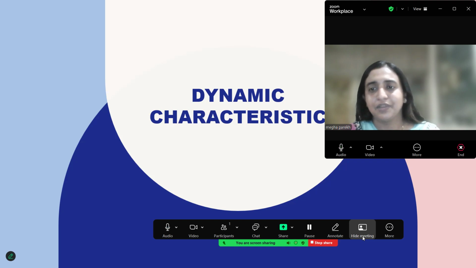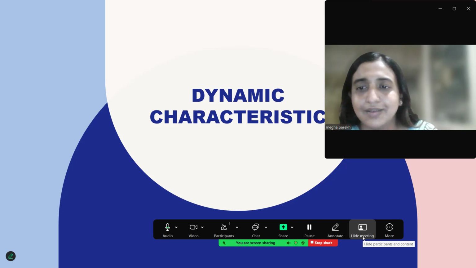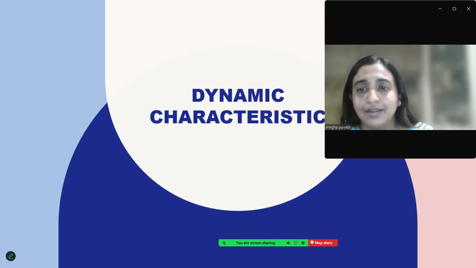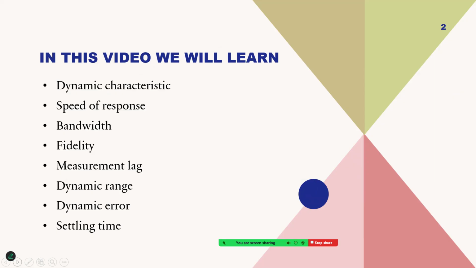Hello friends. In the last lecture, we have seen static characteristics of the system, in which we have seen accuracy, precision, repeatability, reproducibility, hysteresis curve, static error, what is range, what is span, and in today's lecture, we are going to see what are the dynamic characteristics of the system.